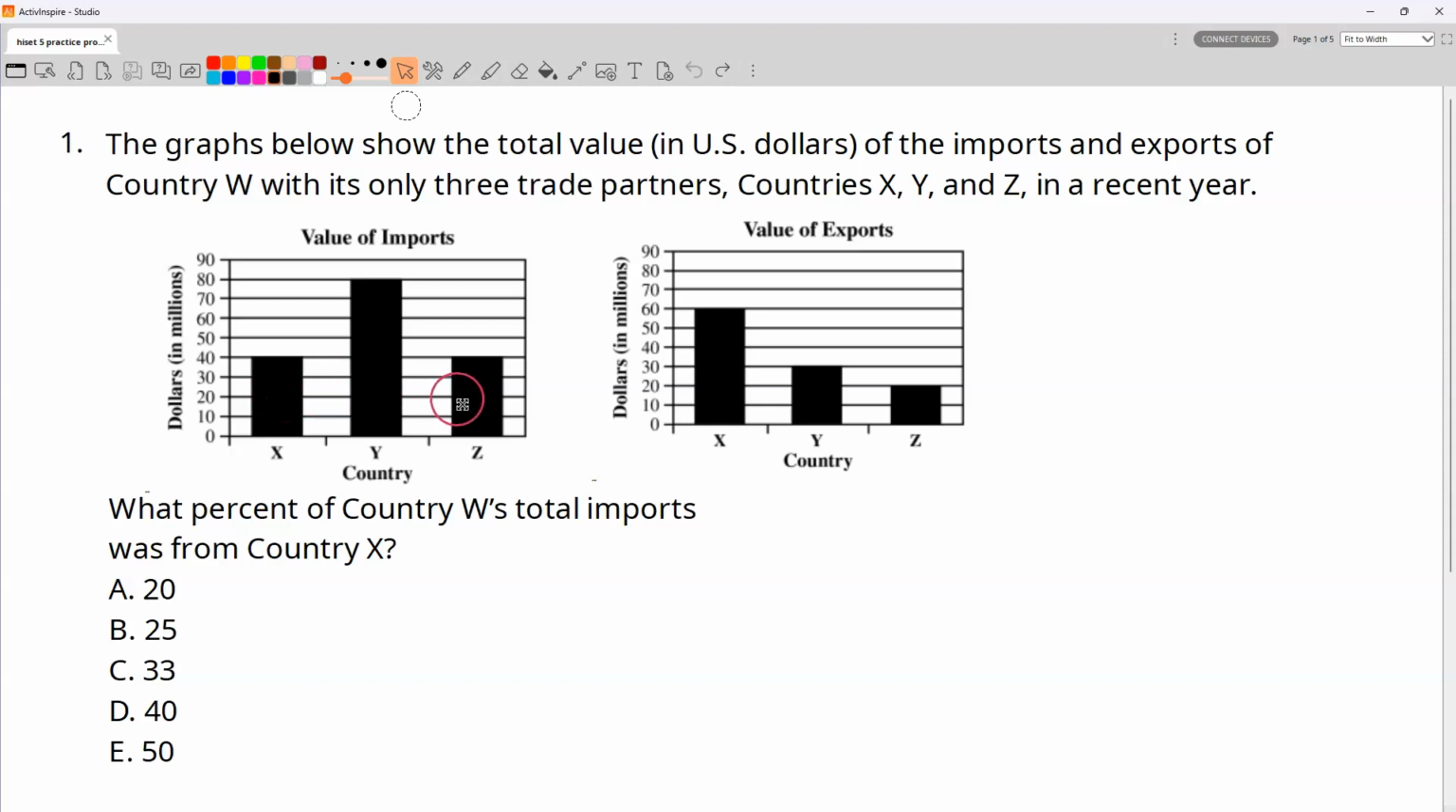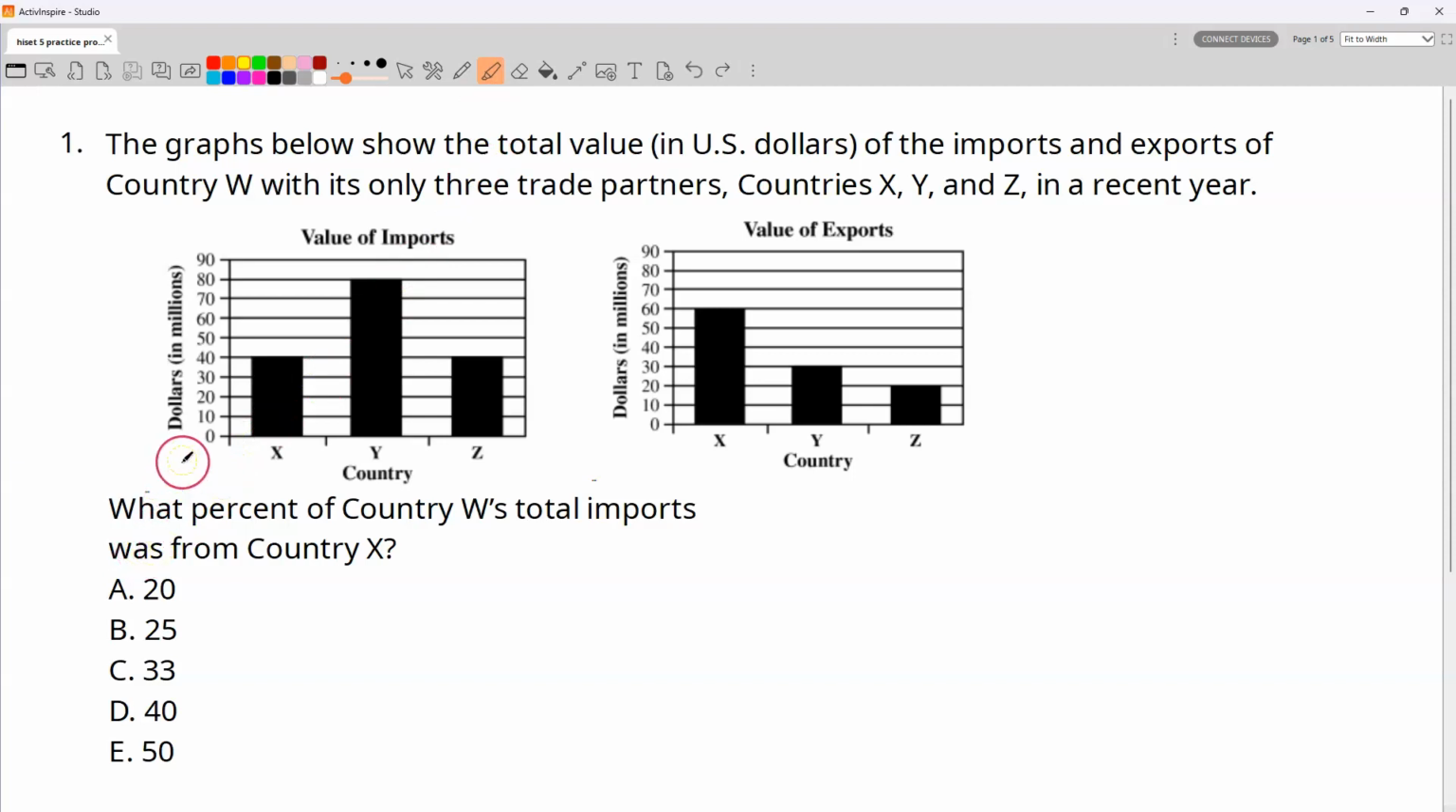country W's trade partners. So if you notice, here's the value of the imports, X, Y, and Z. This is country X, country Y, country Z. And the value of the exports in US dollars, country X, country Y, country Z. These graphs are only showing the trade partners with country W. That's why country W doesn't show up on these graphs. So you might want to reread this again to make sure you got that.